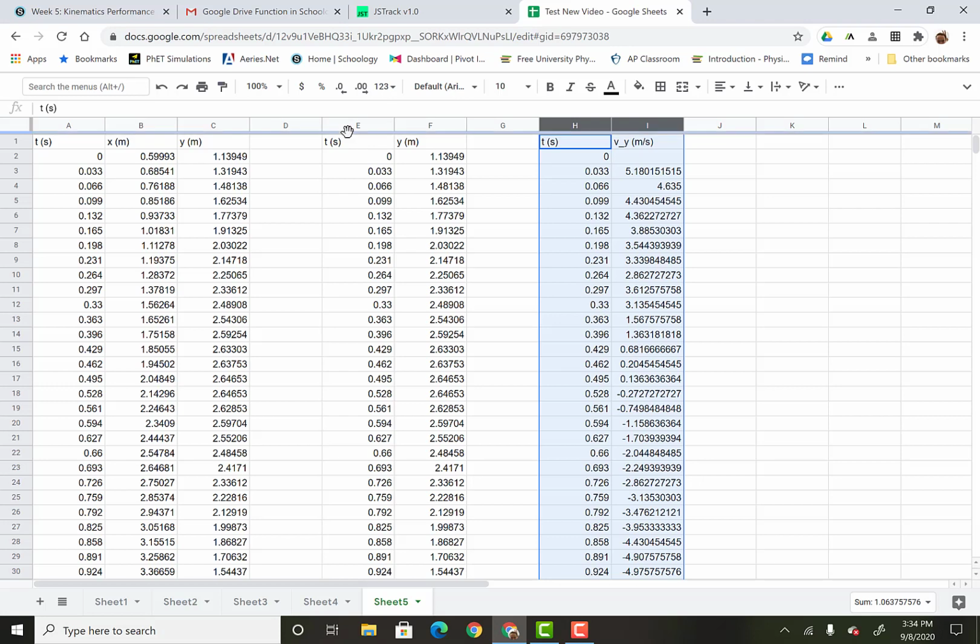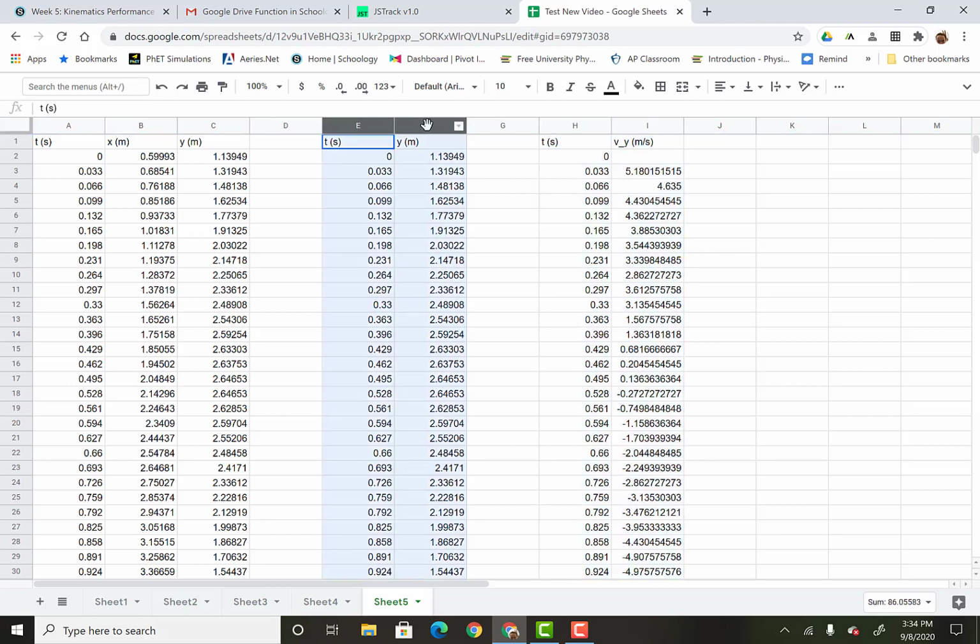Again, with this lab, you're doing a vertical position versus time graph, a vertical velocity versus time graph, and a horizontal position versus time graph. So three graphs you should make out of that.